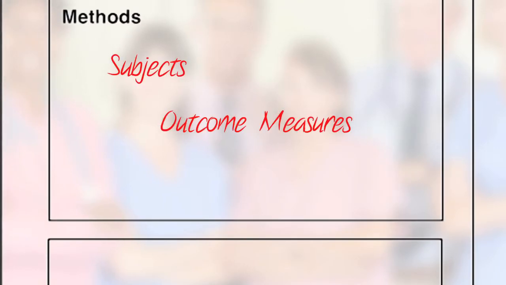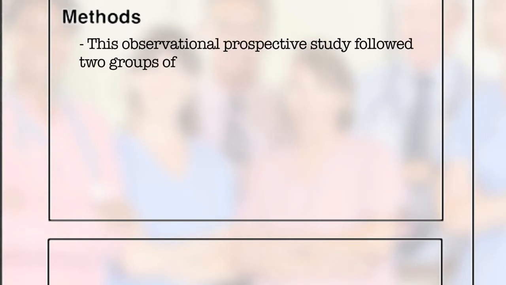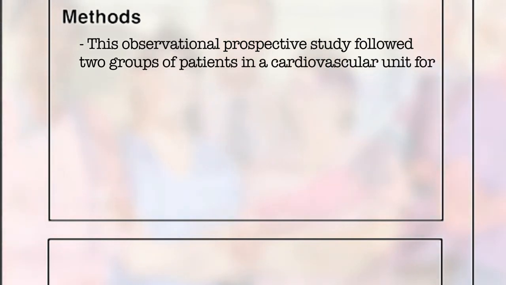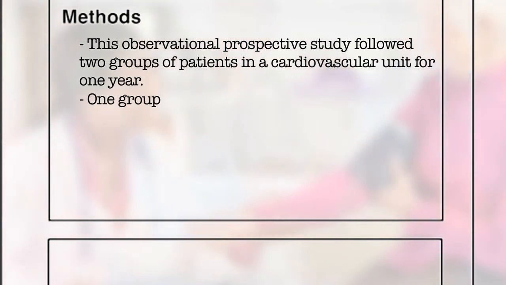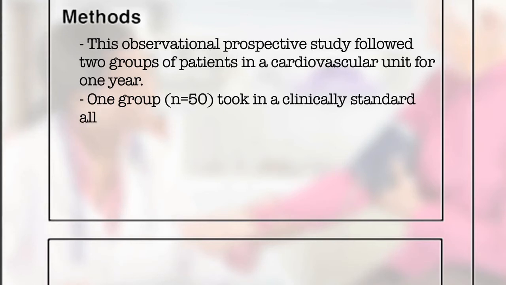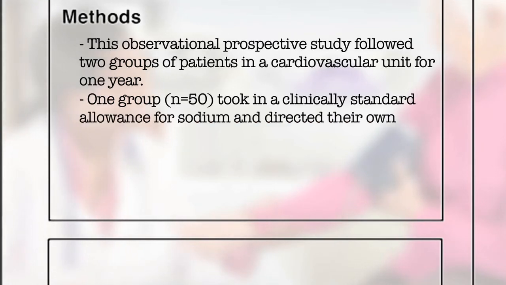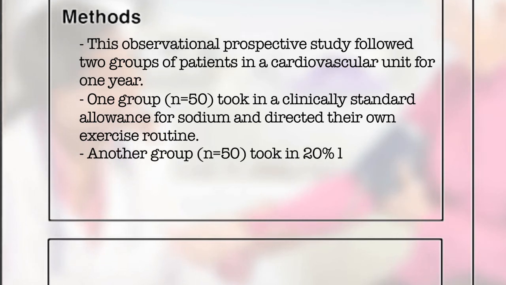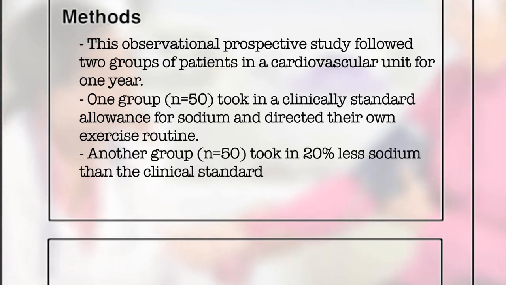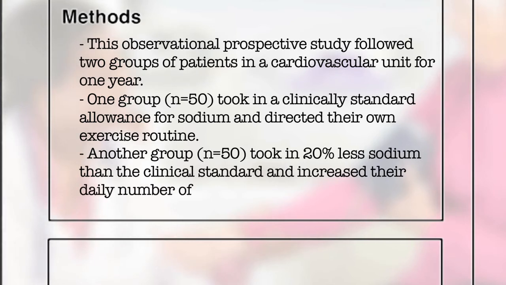This section will include information on your subjects, your outcome measures, and your interventions. This observational prospective study followed two groups of patients in a cardiovascular unit for 1 year. One group took in a clinically standard allowance for sodium and directed their own exercise routine. Another group took in 20% less sodium than the clinical standard and increased their daily number of physical activities.